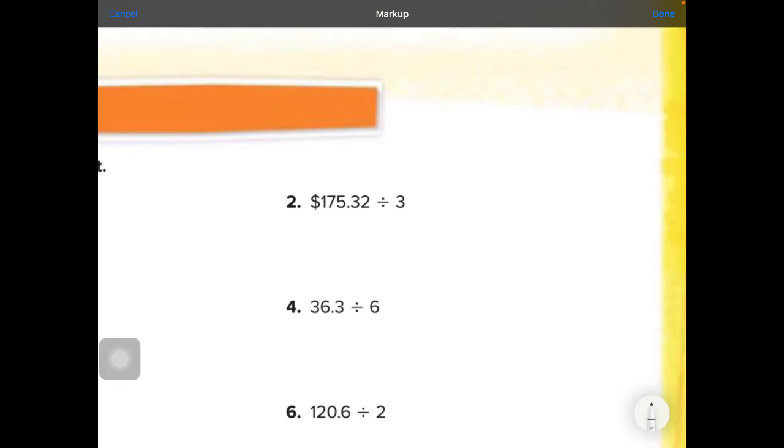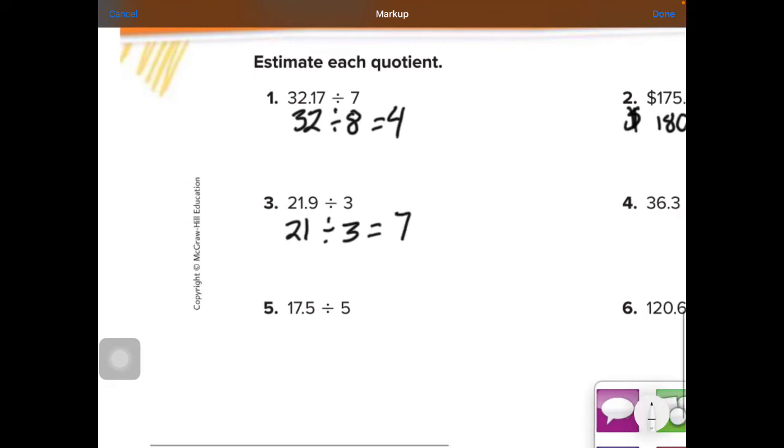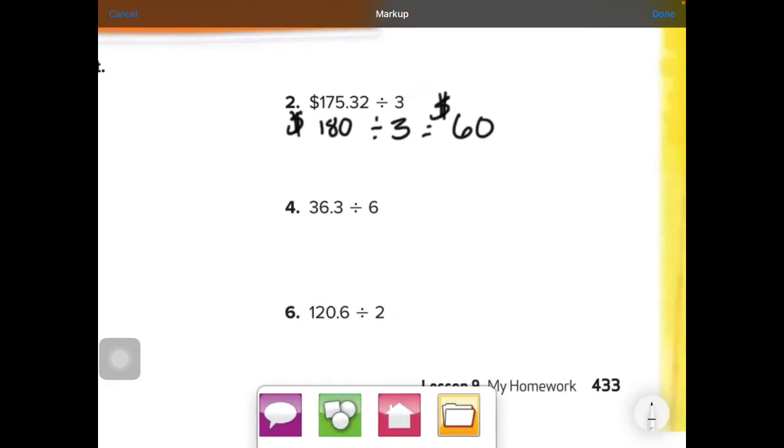Number 2, 175 divided by 32. Well, I'm going to keep the 3 because I know that 3 gets along well with 18, and 180 is pretty close to 175. So then I know that that should be about 60, and there's a dollar sign there, so I got to put dollar signs right there. Number 3, I'm going to keep the 3, then the divisor, and do 21 is a little more compatible, and my answer is going to be 7.